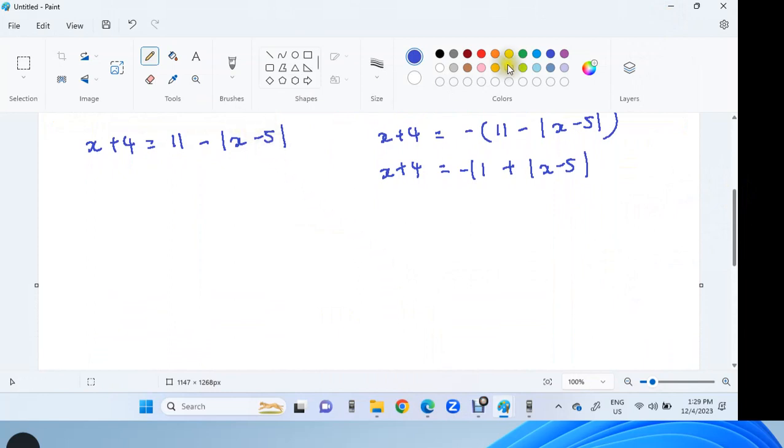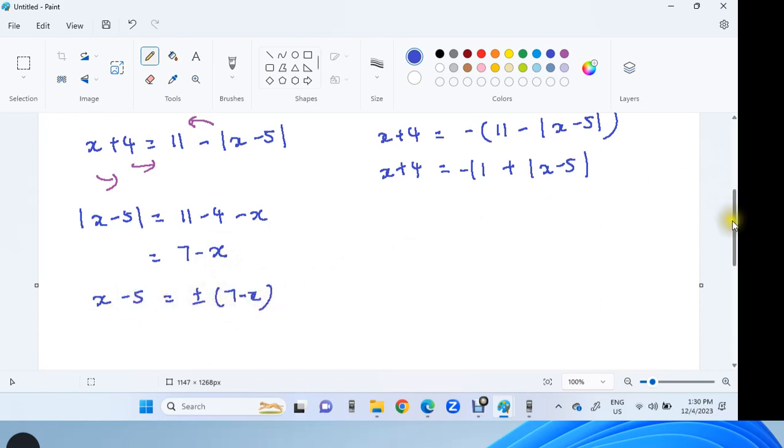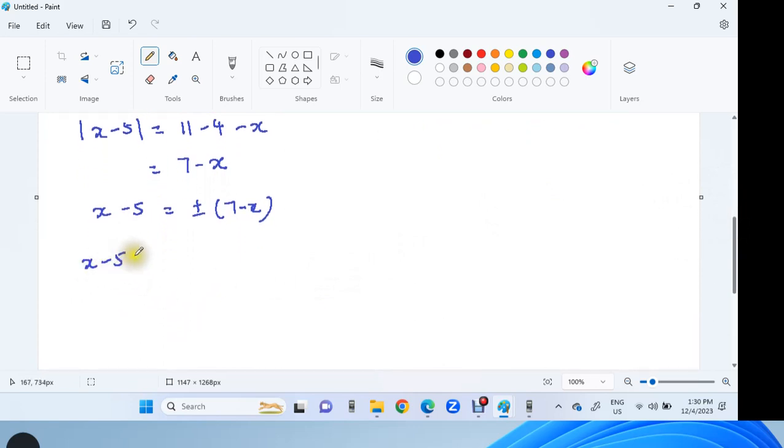For this one, we have a modulus here. So what we do, we move the modulus to this part. So I have modulus x minus 5 equal to 11 minus 4 minus x, so it's 7 minus x. So x minus 5 equal to plus minus 7 minus x. I have x minus 5 equal to 7 minus x, and x minus 5 equal to negative 7 minus x. So I have 2x equal to 12, x equal to 6.